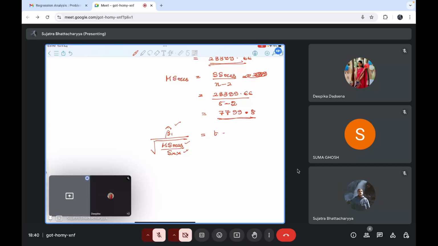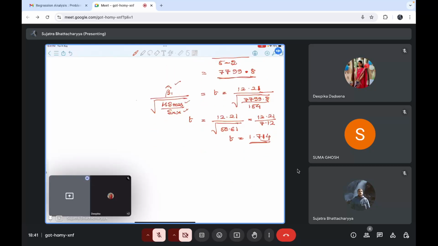Let us calculate now the t statistic. This is 12.21 divided by root over MS residual, which is 7799.8, divided by SXX, which is 154. So the t statistic is 12.21 divided by root of 50.61, which is 12.21 divided by 7.12. It comes out to be about 1.714. This is my t statistic.